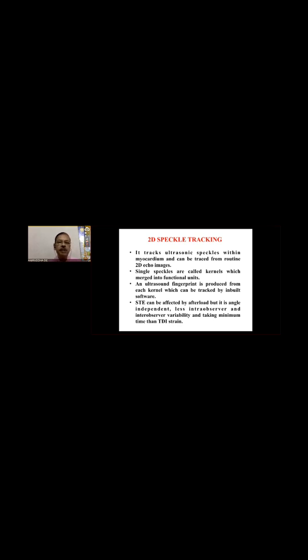And the ST can be affected by afterload, but it is angle independent. That is very, very important. It also has less intra-observer and inter-observer variability and takes minimum time compared to TDI strain. So this is a major difference between the TDI and this. The most important thing is that the speckle dependency on imaging quality is very high. 3D acquisition is possible, rotational mechanical analysis is possible, and of course you can differentiate all the types of strain in speckle tracking.